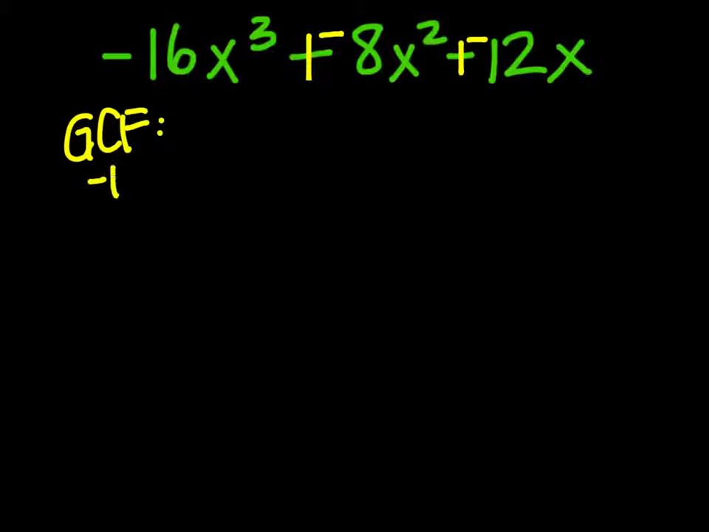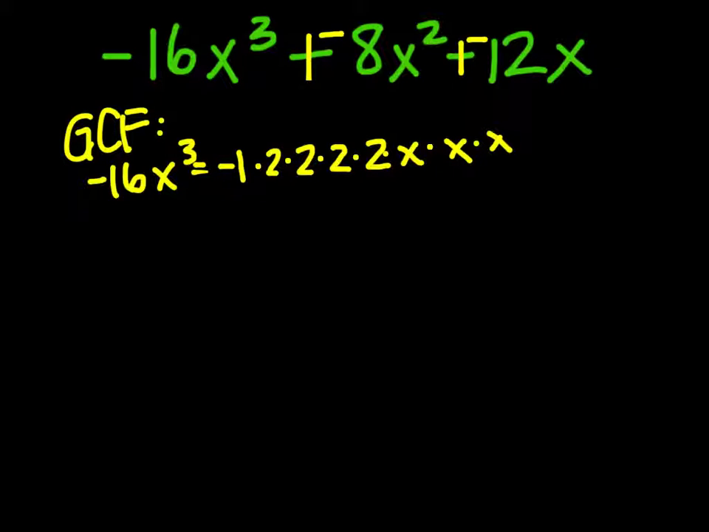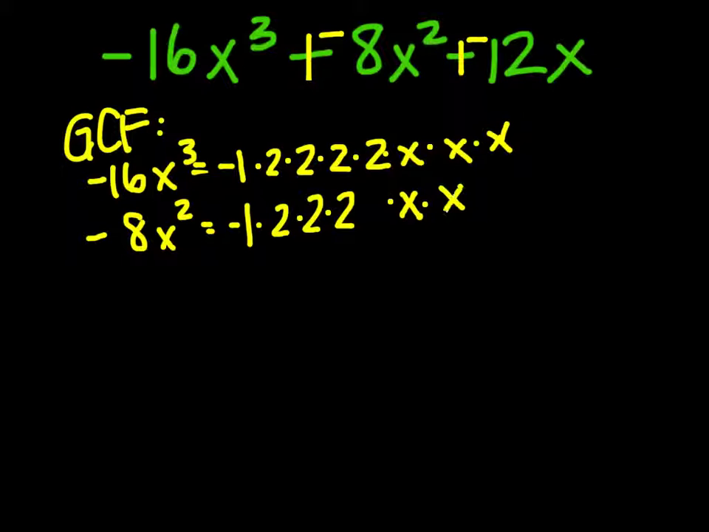So we have negative 16 x to the third. We can write that out as negative 1 times 2 times 2 times 2 times 2 times x times x times x. Lots of 2s and x's. Let's look at negative 8 x squared. We can write that as negative 1 times 2 times 2 times 2 times x times x. And see how I'm lining everything up.